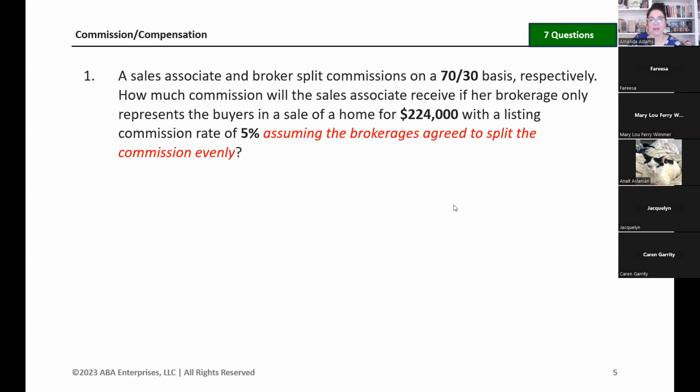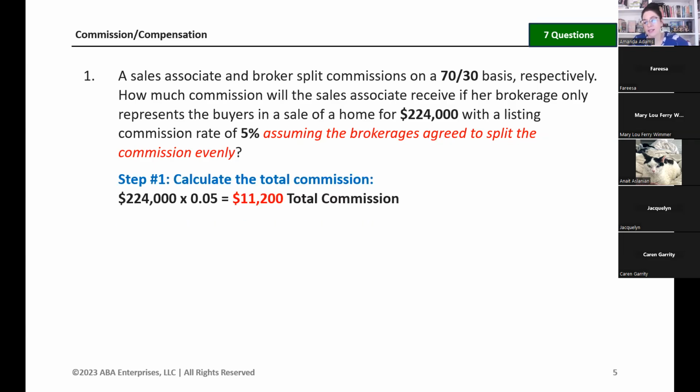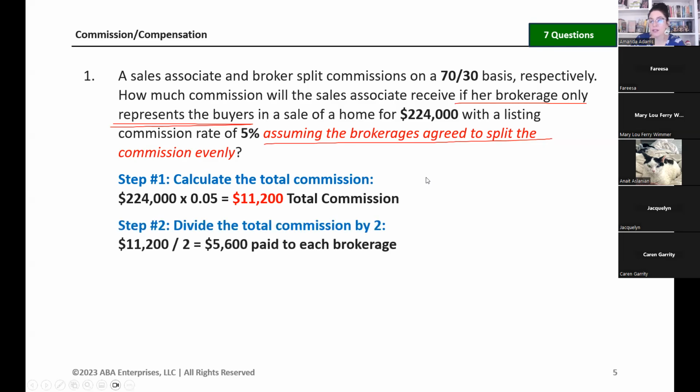All right. So what is our total commission? What's 5% of 224,000? Our total commission is 11,200. Okay. And then we're going to divide it in 2 because the sales associate's brokerage only represents the buyers. So that's letting us know right there, this is single agency, right? So we got to divide it by 2 because the brokerages agree to split the commission evenly. So 11,200 divided by 2 is 5,600.